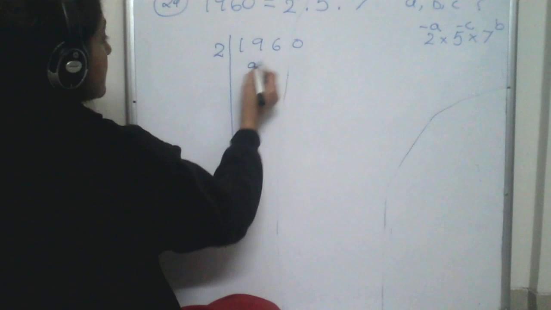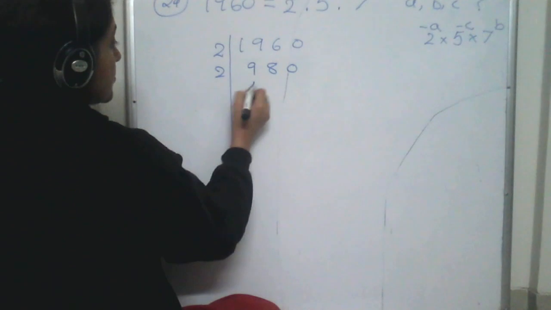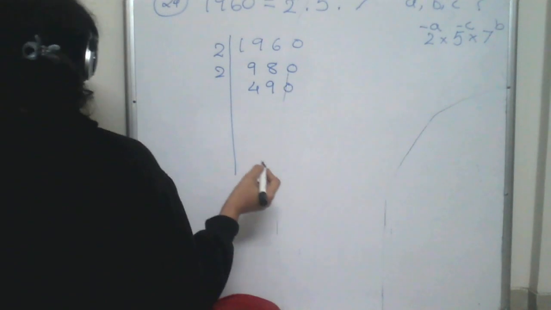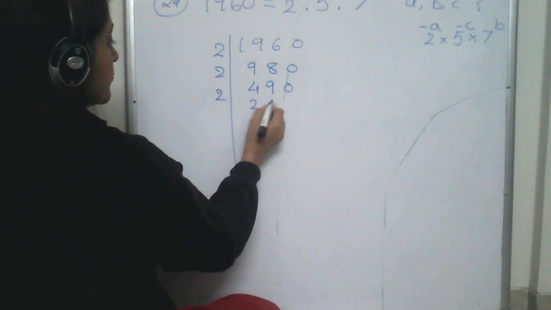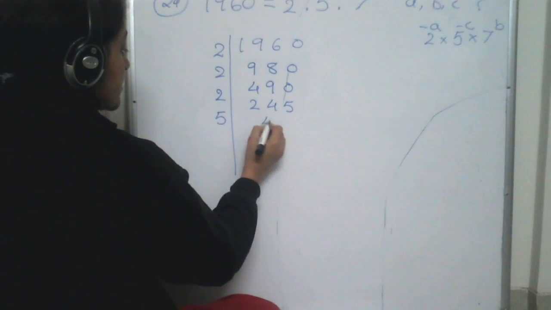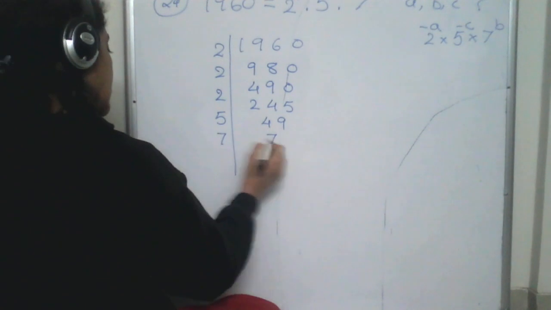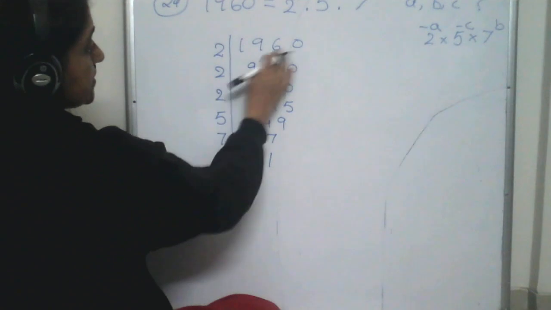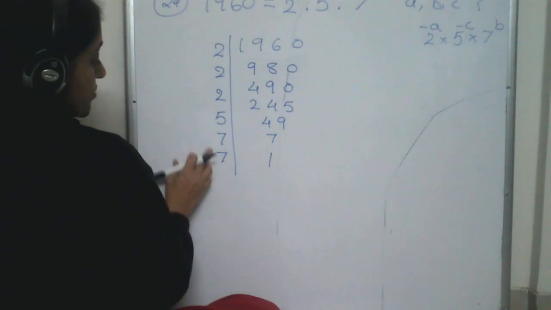2 8s are 16 and 0, 2 4s are 8, 2 9s are 18 and a 0. Then you get another 2: 2 2s are 4, 2 4s are 8, 2 5s are 10, 5 4s are 20, 5 9s are 45. Then you have 7 7s and 7 1s. You can see that 1960 can be written as 2 three times, 5 one time, 7 two times.